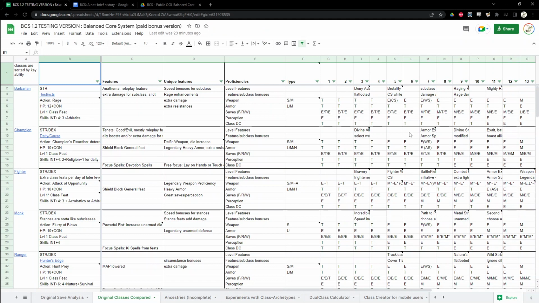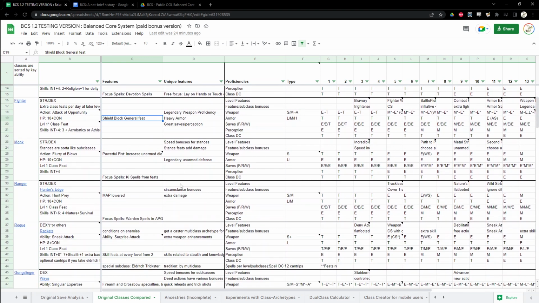Now the community already had a couple of spreadsheets out there where people had plotted out the proficiencies, saves, and weapons for all the classes. I looked at those, but they weren't enough because I wanted to evaluate the whole class, not just the proficiencies. So I made this chart where I put all the proficiencies in, but also added all of the class features. Every little thing they get: skills, HP, shield blocks, and the special things they get, like surprise attack.